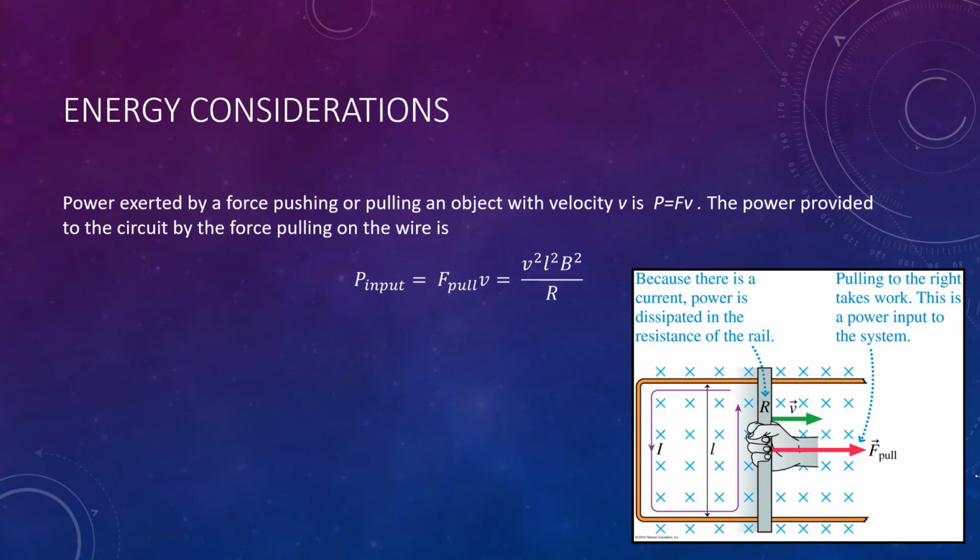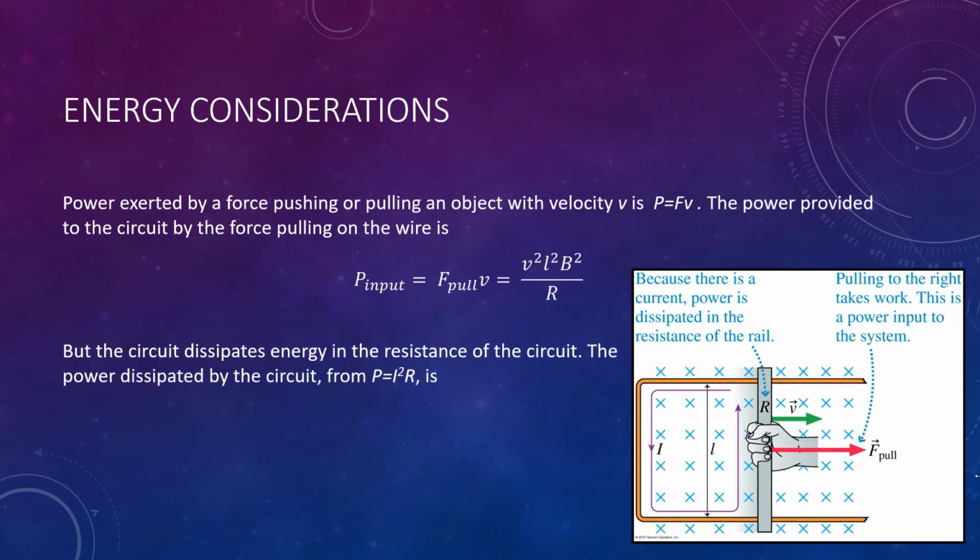But furthermore, power is also dissipated or removed from the system because there's a resistance in the rail in the wire. And so we can also find an expression for the power that is dissipated in the circuit. In this case, we can use an expression from earlier in our course: power is equal to the current squared times the resistance. If we do that, believe it or not, we end up with the exact same equation, V squared L squared B squared over R.